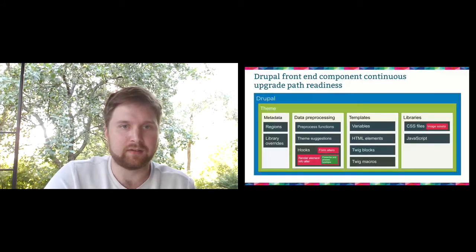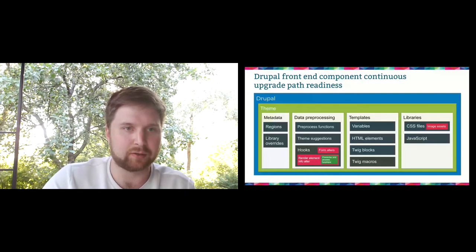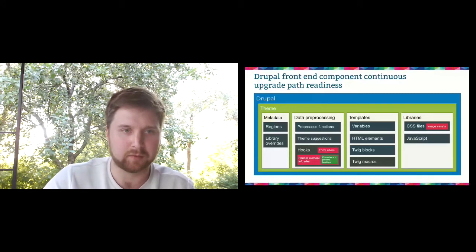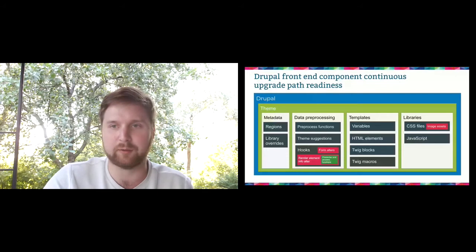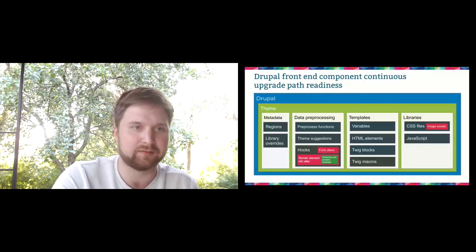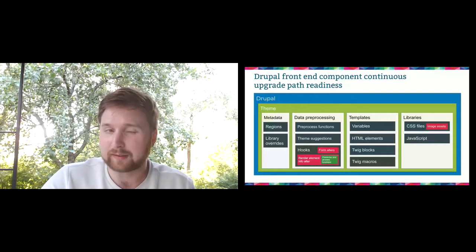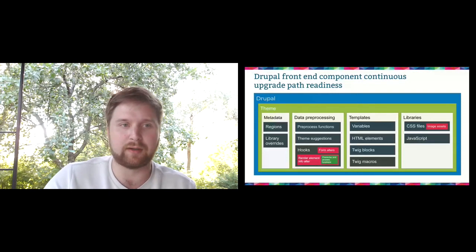So let's see how the readiness of each of the components affects the Drupal frontend right now. Here, I've tried to collect most of the pieces in the Drupal frontend that could be impacted by the continuous upgrade paths. I'm going to start with themes themselves. This is specific to Drupal core. So we do have a process for deprecating themes.